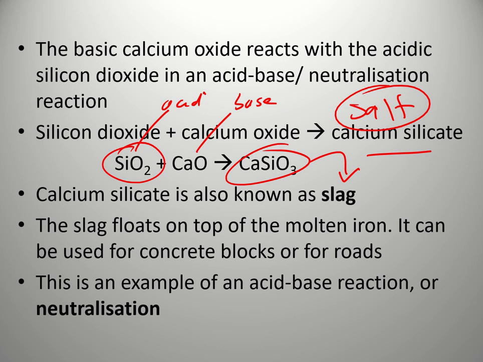And it's used for a variety of things, building roads, making blocks. So it's not complete waste. It may be a byproduct, but it's not waste. Okay, so that pretty much covers all of the chemistry and all of the reactions in the blast furnace that you need to know in the manufacture of iron.